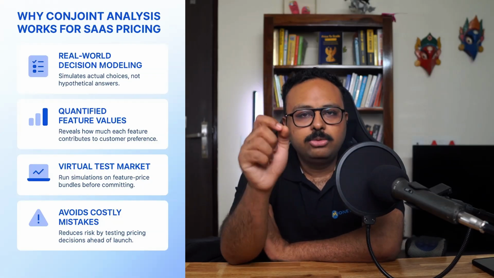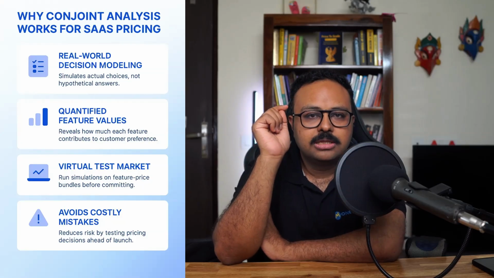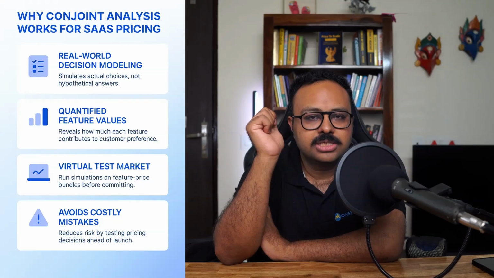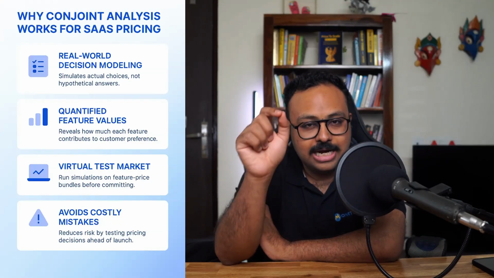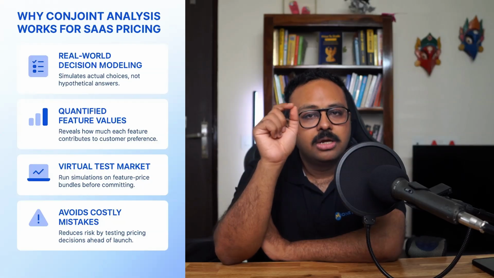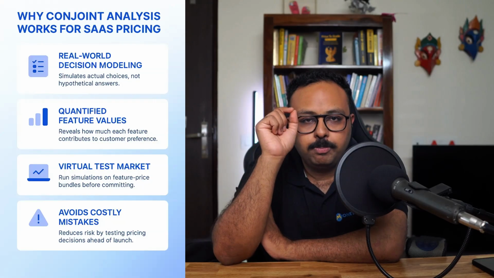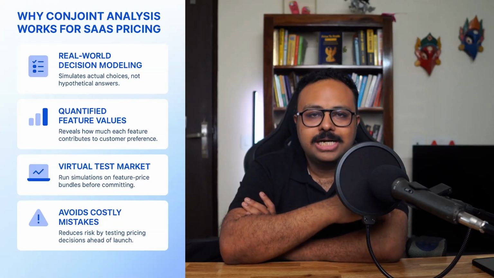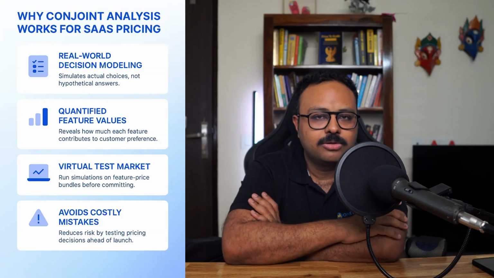Since conjoint simulates actual purchase decisions rather than asking hypothetical questions, the results are far more reliable than what you would get from standard surveys. It provides quantified feature values showing exactly how much each attribute and level contribute to customer preference. It turns customer statements into precise measurements that guide investment decisions. The ability to calculate monetary values for features is incredibly powerful for pricing.